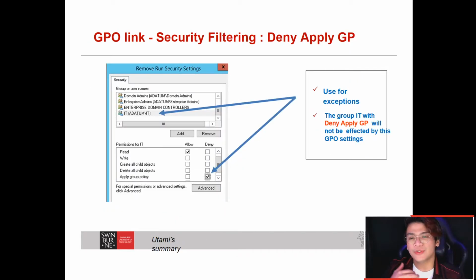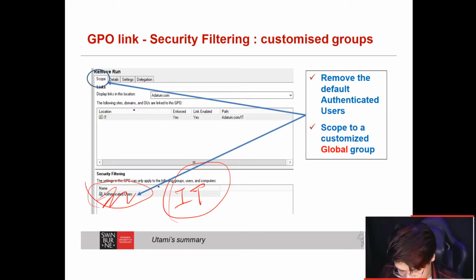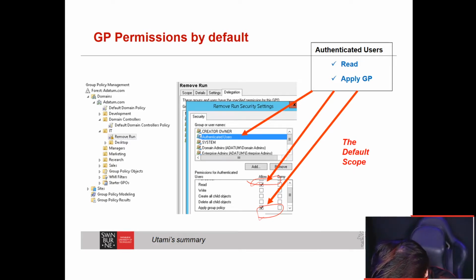Alright, but then we can also exclude certain groups from having the GPO applied. You can set the apply group policy as deny over here. In this example, the IT global group will be able to use the run function as shown over here. We have removed run in the IT place.